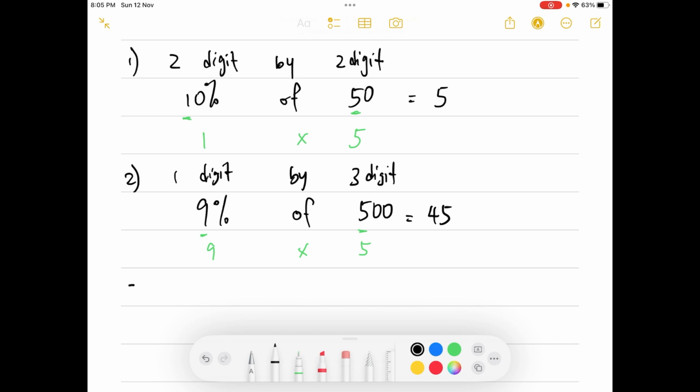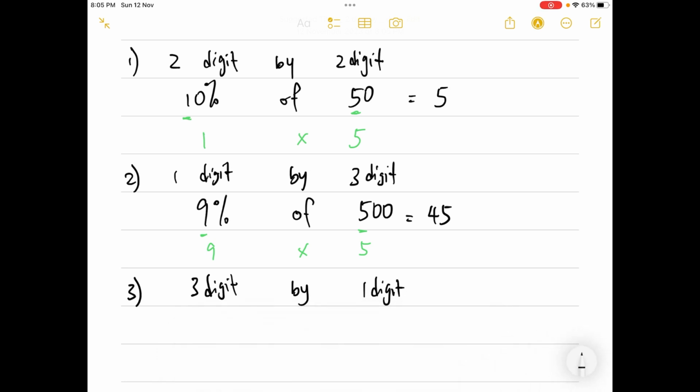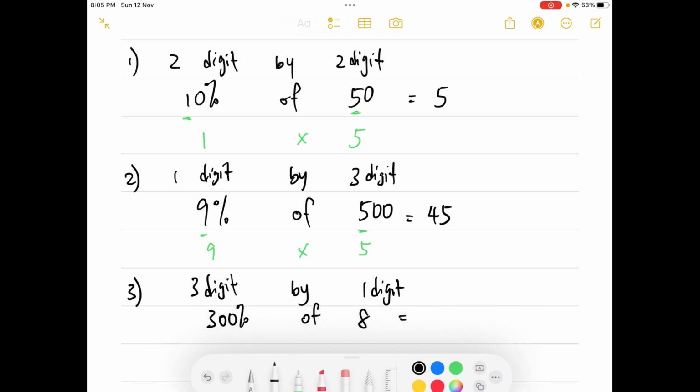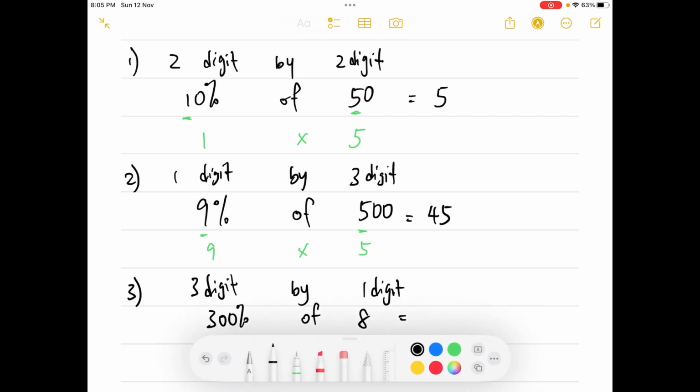Lastly, you can use it for 3-digit by 1-digit itself. So for example itself, 300% of 8. You'll be able to tell me what's the answer?